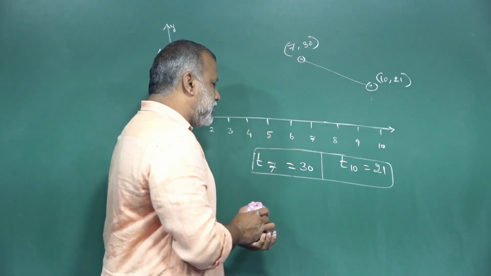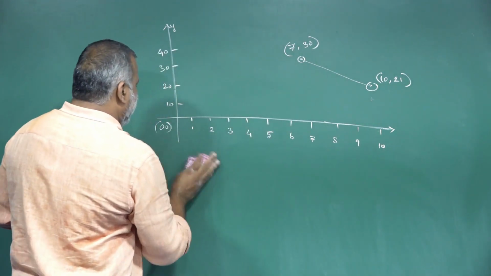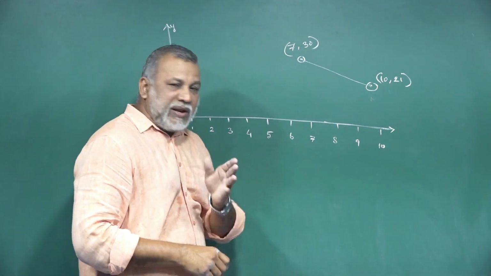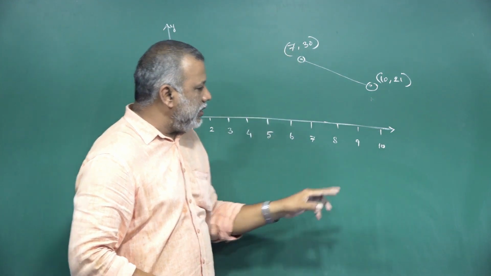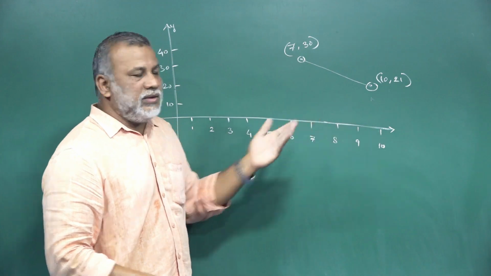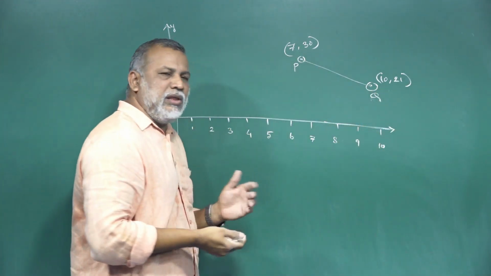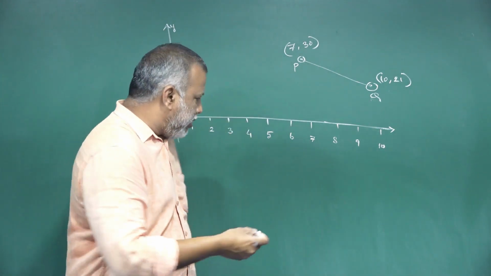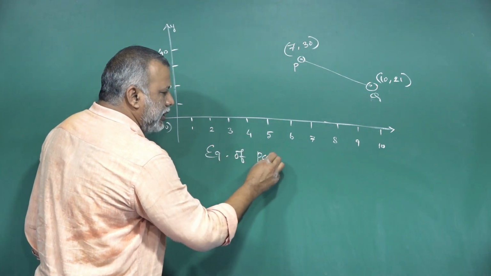So the x-axis denotes the number of terms, the y-axis denotes the value of the term. That is the first concept. As per the given data, T7 is 30, so I can select (7, 30). Then T10 is 21. See now, it is the equation. We can give the names P and Q here. What is the meaning of PQ? The equation of the line PQ is nothing but the line joining any 2 points. Therefore, we have to find the equation of PQ.